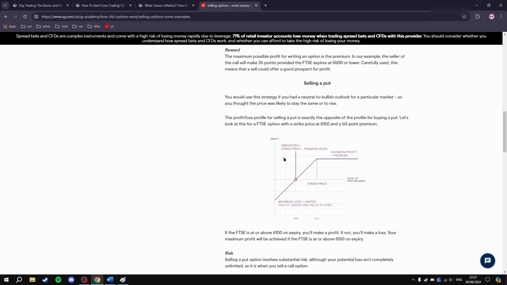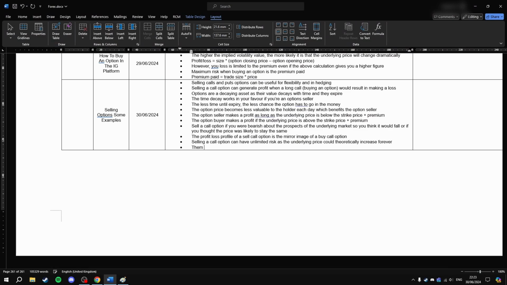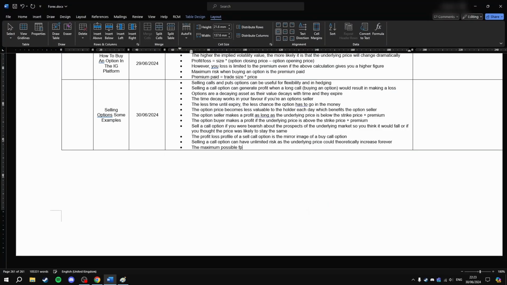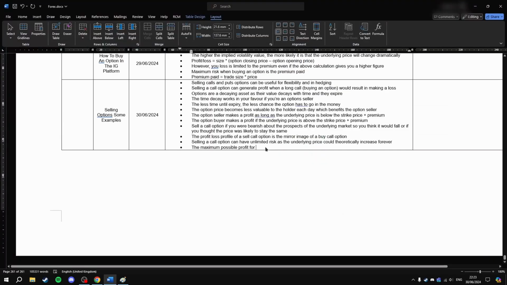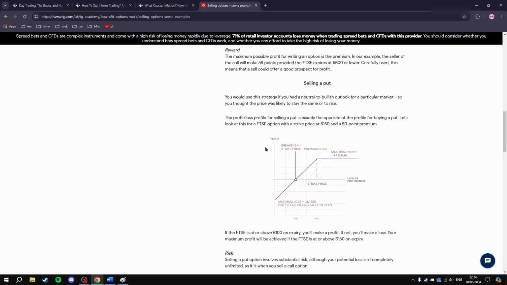Reward: the maximum possible profit for writing an option is the premium. In our example, the seller of the call will make 35 points provided the FTSE expires at 6500 or lower. Carefully used, this means that the sell could offer a good prospect for profit.